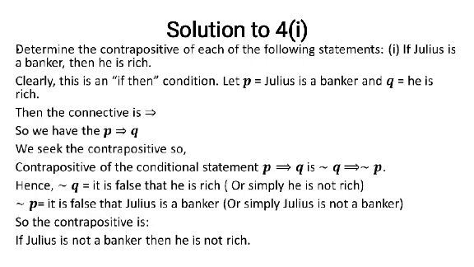So what's the contrapositive? You just combine the two together. If Julius is not a banker, then he is not rich. And that's all. You're just simply going to give me the statement, if Julius is not a banker, then he is not rich. Therefore, the contrapositive of if Julius is a banker, then he is rich, is if Julius is not a banker, then he is not rich. And that's all to that.